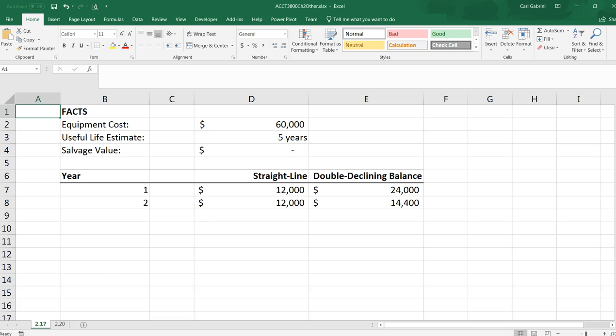I'll just briefly read what the problem states. It says the Lazio Ranch just purchased equipment costing $60,000. The equipment is expected to last 5 years and have no salvage value. They want you to calculate the depreciation expense using the straight line method for the first 2 years the equipment is owned. Calculate the depreciation expense using the double declining balance method for the first 2 years the equipment is owned. So they want you to calculate using two different methods.